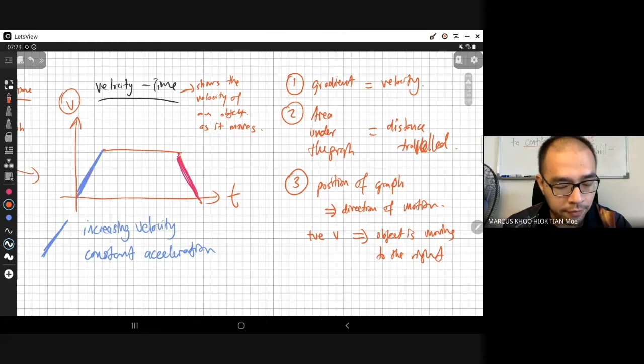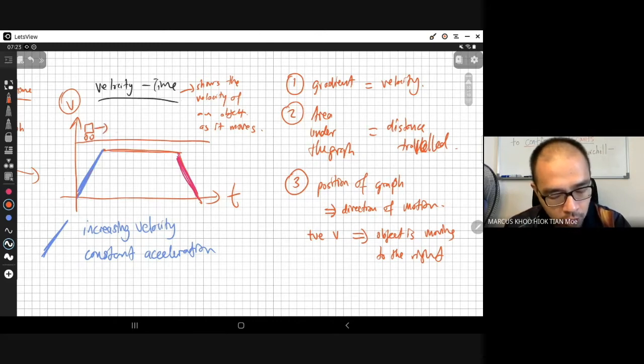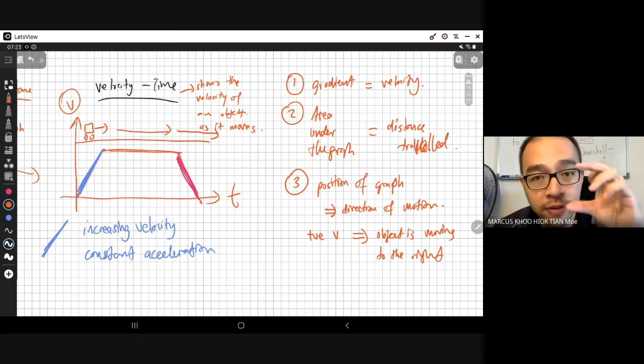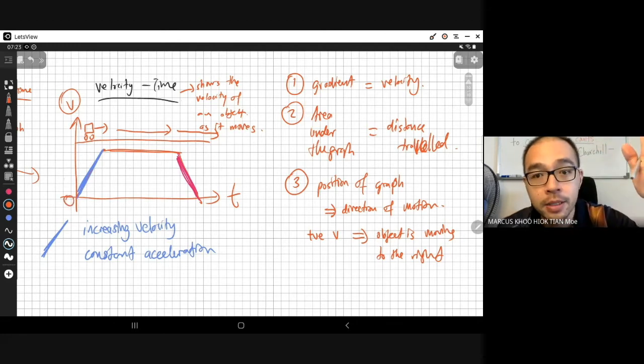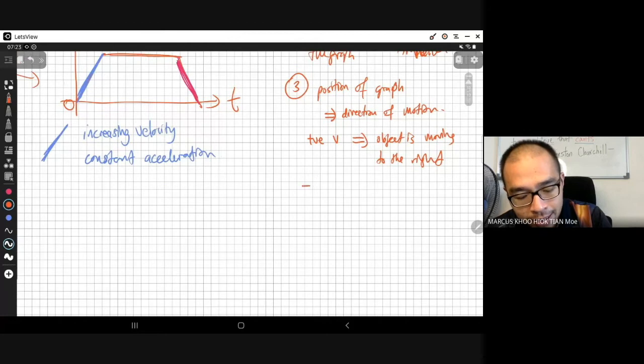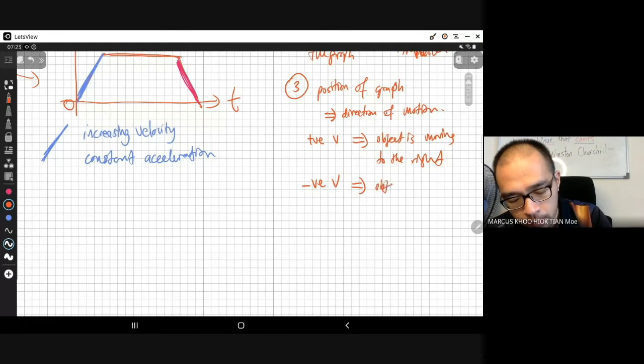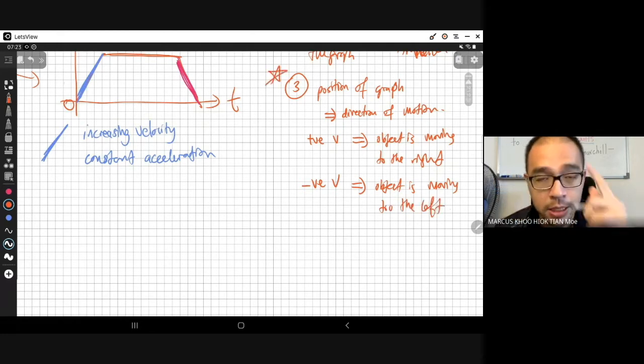And if I were to draw, this is the car. For this blue color section, the object is moving. For this orange color section, the object is still moving. And for this pink color section, the object is still moving towards the right, simply because the position of the velocity graph is on top of the x-axis. When the velocity becomes negative, then the object is moving to the left. And this is something that a lot of people tend to miss out, especially in VT graphs.